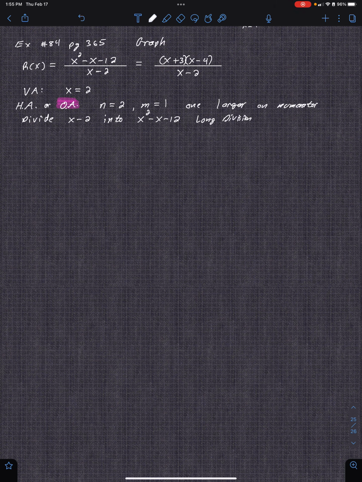Now you can use synthetic division in this case, but in reality, it's probably best to just do this long division. Because if this was like a third degree and a second degree, then you can't use synthetic division. So you might as well just use long division in these cases. All right, so x minus 2 divided into that polynomial, which is x squared minus x minus 12.